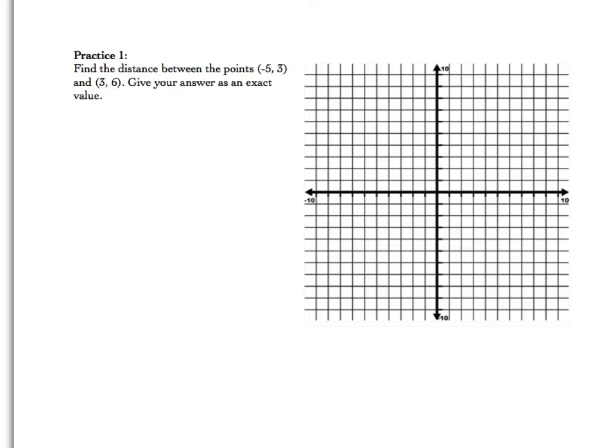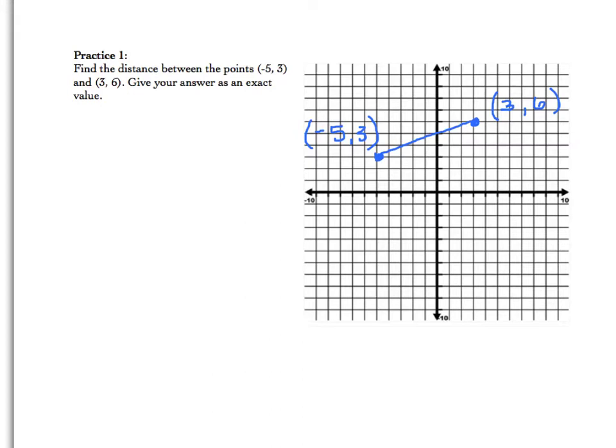For practice problem number 1, you are asked to find the distance between 2 points, negative 5, 3 and 3, 6, and you are asked to give your answer as an exact value. Let's begin by plotting our points and looking at the segment. So I've plotted the 2 points and labeled them like a good egg, and now I'm going to connect them right here.